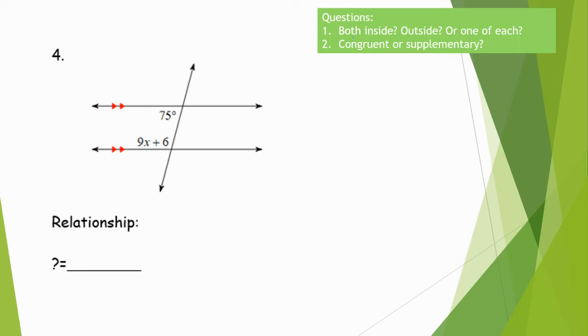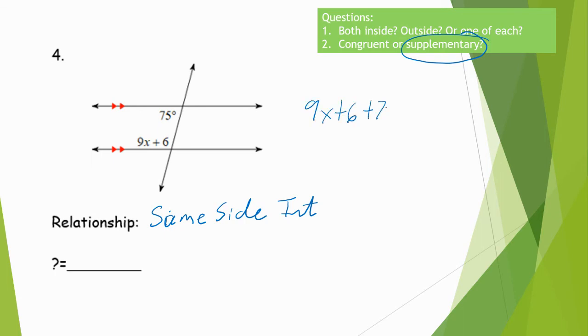Okay, next one: both inside, outside, or one of each. These are both inside, and they're on the same side. So it's same side interior. Congruent or supplementary? Flip back to your notes. Those are supplementary. That means if I add them, 9x plus 6 plus 75 is going to equal 180. We need to combine like terms. So we get 9x plus 81 equals 180.